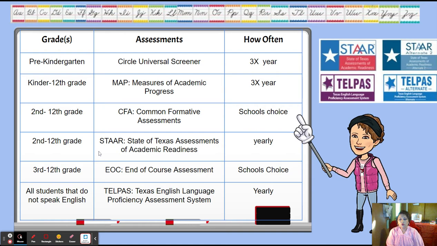Second to 12th graders receive the STAAR test, which is the State of Texas Assessments of Academic Readiness, and that's given to them yearly. Third to 12th grade, we have end of course assessments, and that's also the school's choice. All students that do not speak English take the TELPAS. That's the Texas English Language Proficiency Assessment System, and that's given to them yearly.